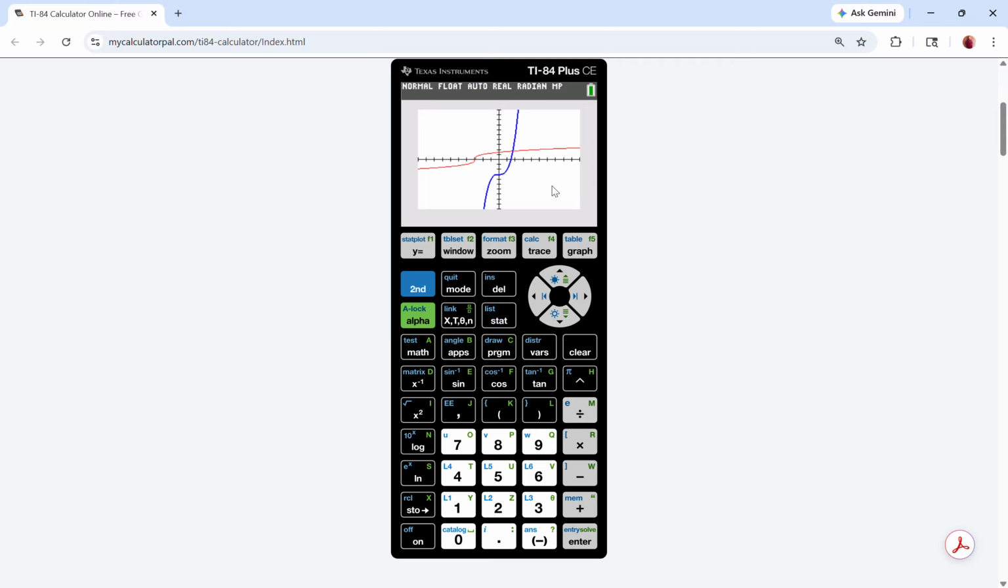Now, the way I check this is I'm going to go to second program, or draw, where it says draw in blue, and then I'm going to go to number 8, where it says to draw the inverse. And I wanted to draw the inverse of y1, okay?